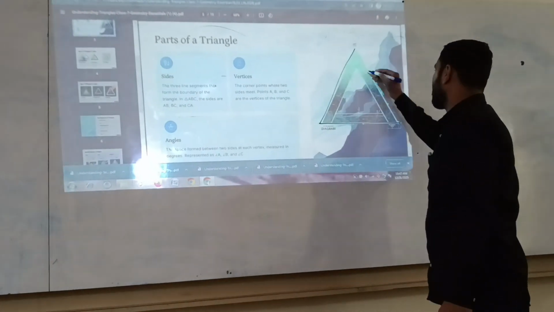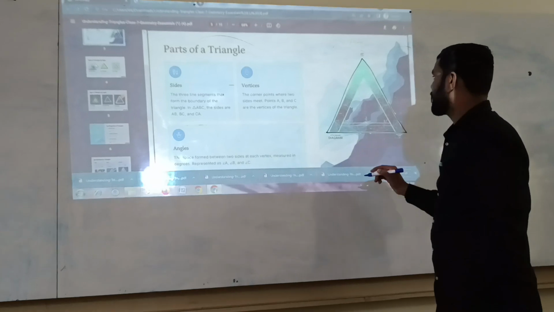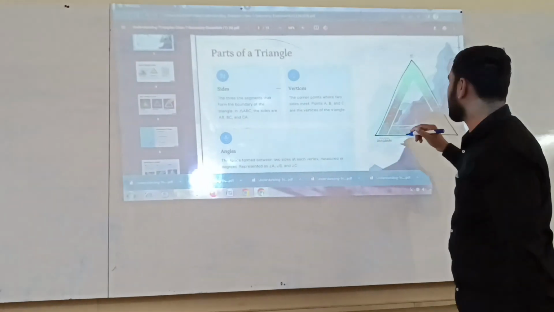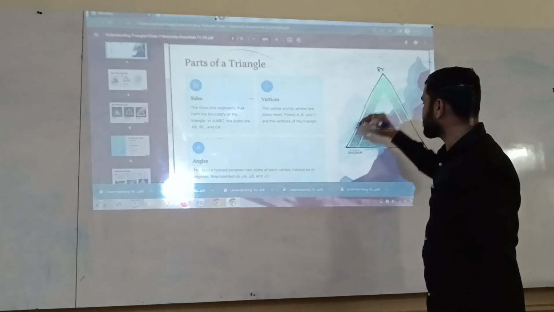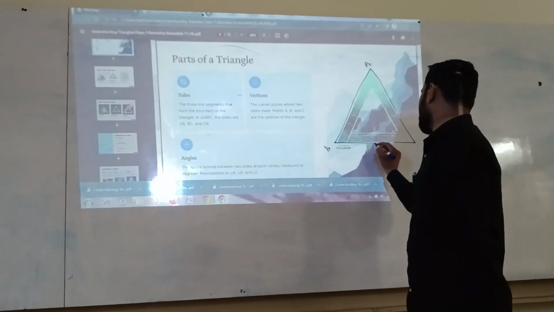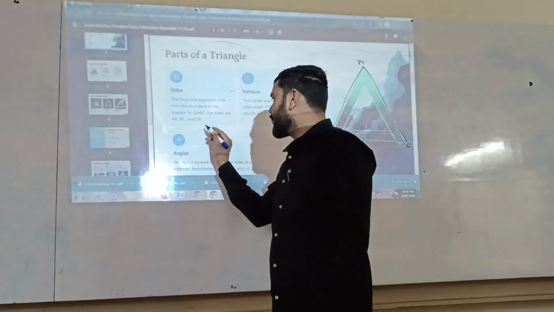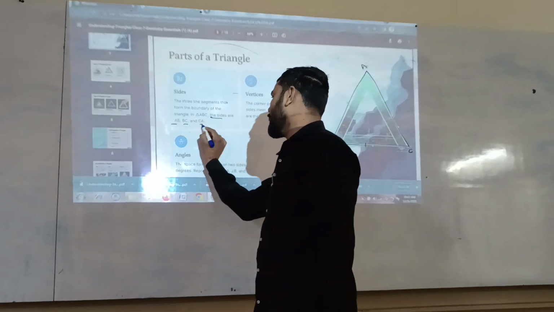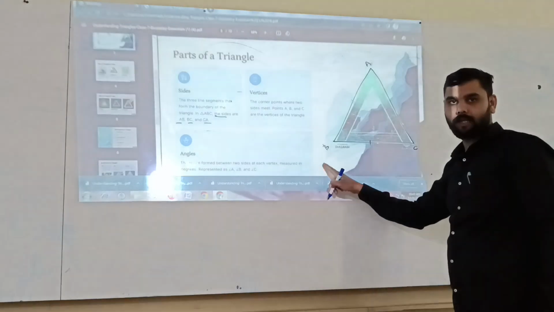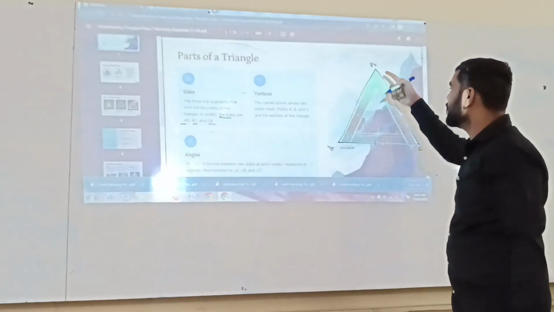First, second, third. These are the three sides of the triangle. This side is AB, this side is BC, and the third one is CA. So a triangle contains three sides, namely AB, BC, and CA. A to B first side, B to C second side, and C to A third side.